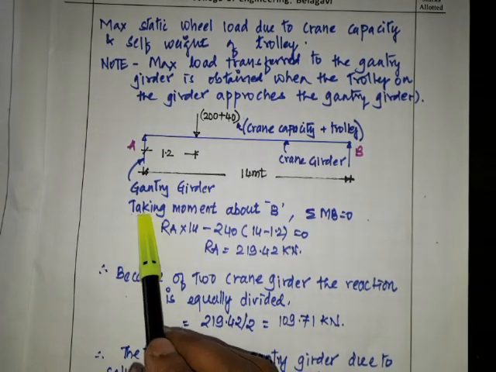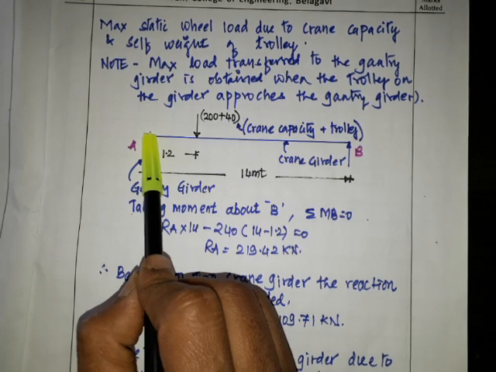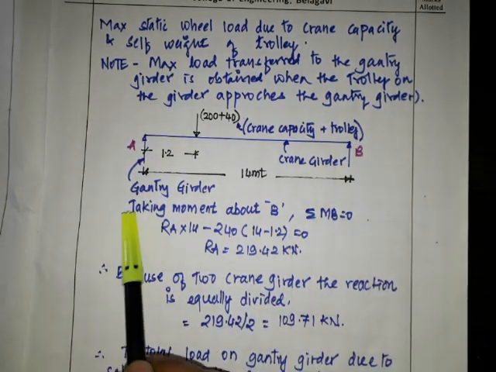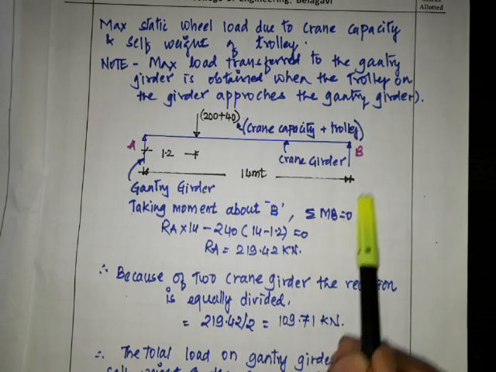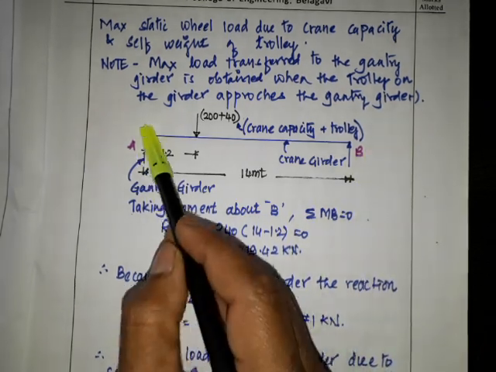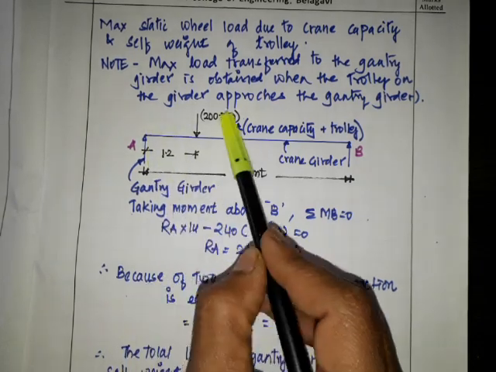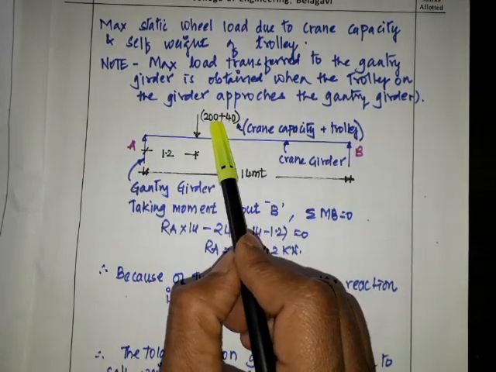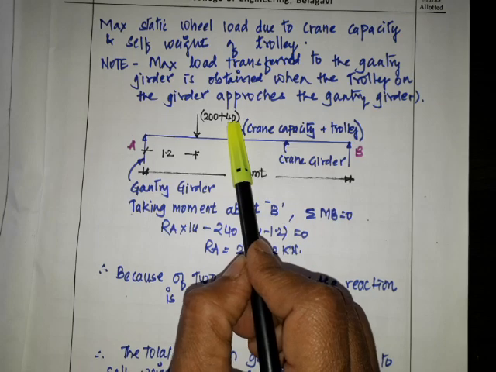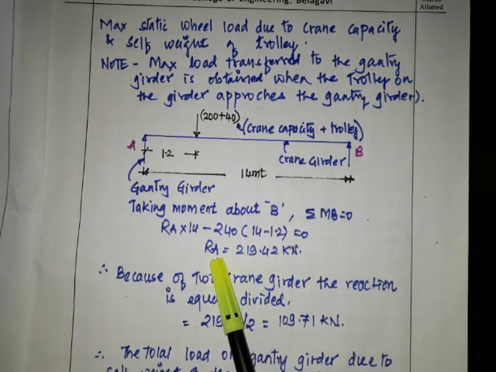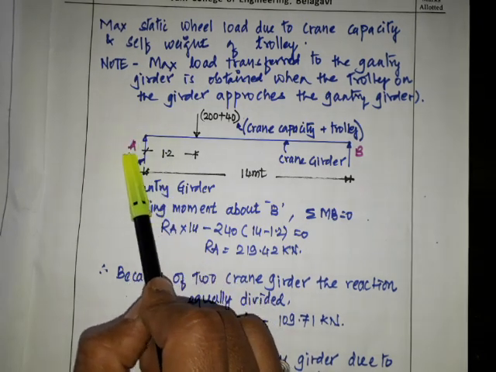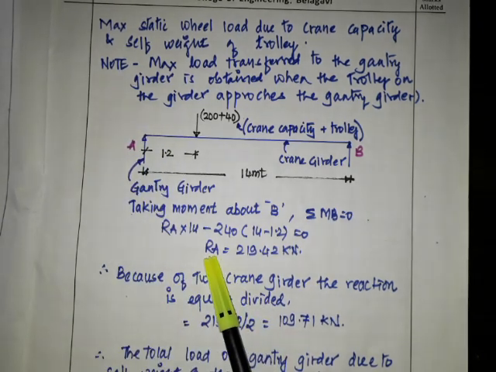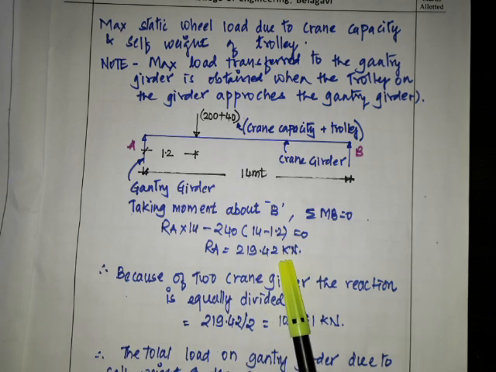So therefore, to find out the load over A or the load over B, what do you have to consider? Taking moment about B, so that's why summation of moments about B is equal to 0. So we have to find out the reaction over A because of the capacity of the crane girder plus self weight of the trolley. So we get the maximum load transferred over A as 219.42 kilonewton.